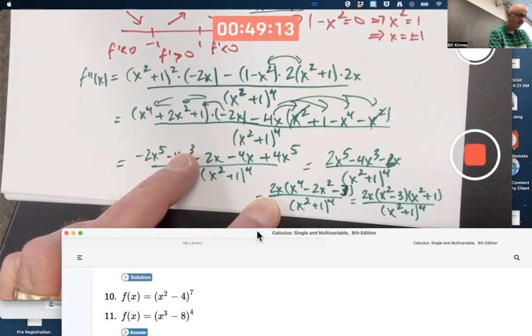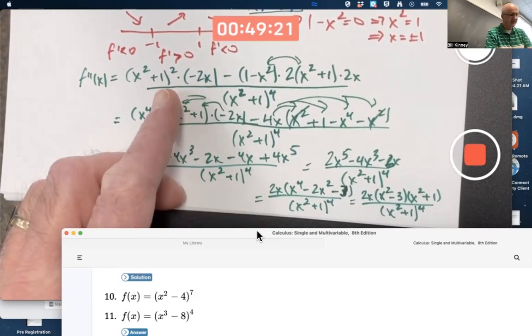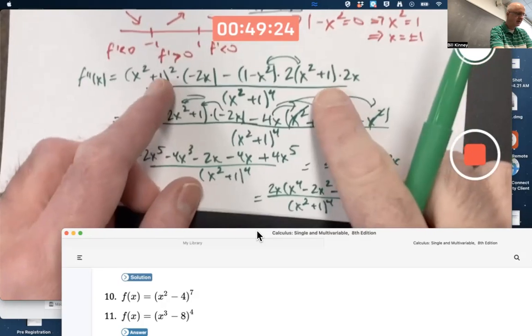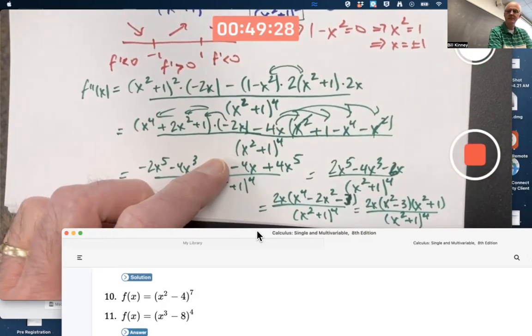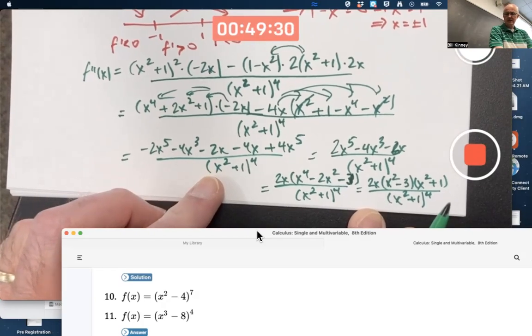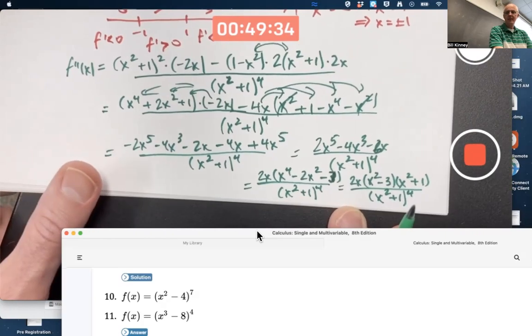Like the first line, I think x squared plus 1 can be canceled out from top and bottom. Yeah, I could have done that at the beginning. You're right. Up here, I could have canceled one of these x squared plus 1s with one of those. Yeah, that would have been simpler. There's nothing wrong with what I did. It's just not maybe as efficient as could be.